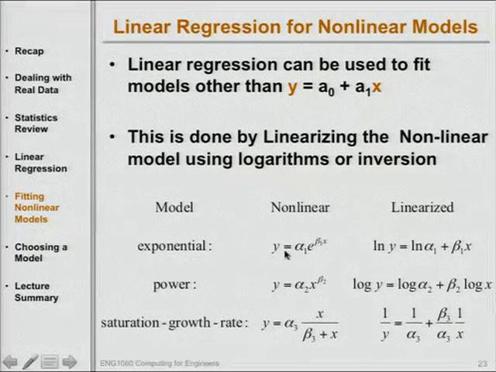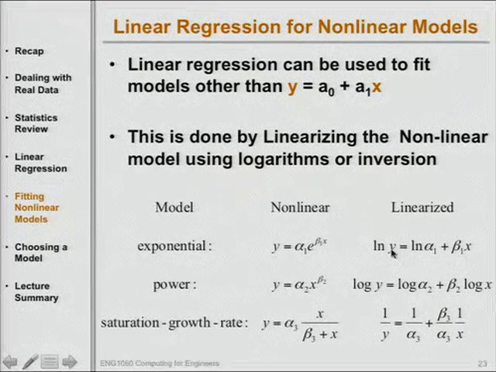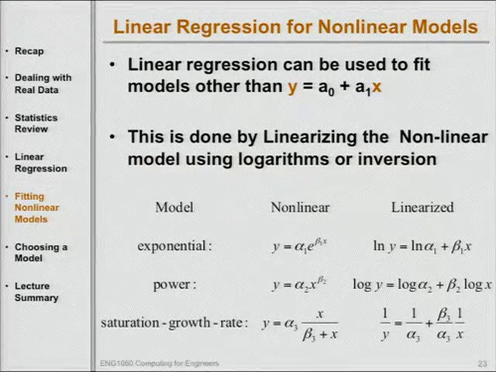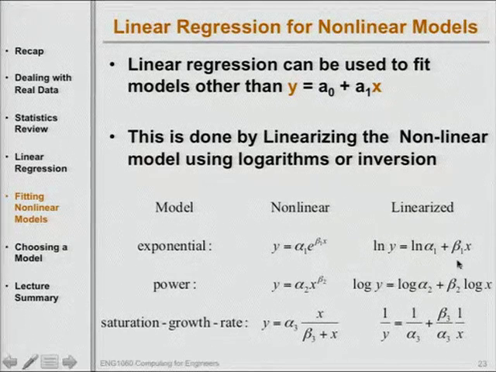And the way in which you use linear regression to do this is you take the log of both sides of this equation, and so you end up with log y is equal to log alpha 1 plus beta 1 times x. And so you end up with a new set of variables, and your new variables are x and log y. So previously where you had y, you replace it with log y, and you fit a straight line to that. Then once you've got the coefficients alpha 1 and beta 1, you can go back and say what y is equal to.